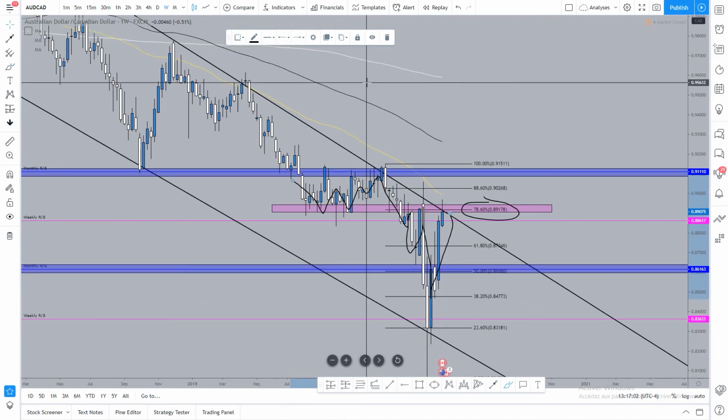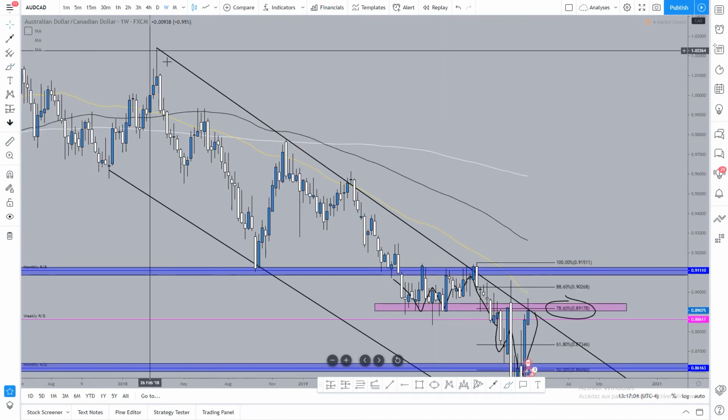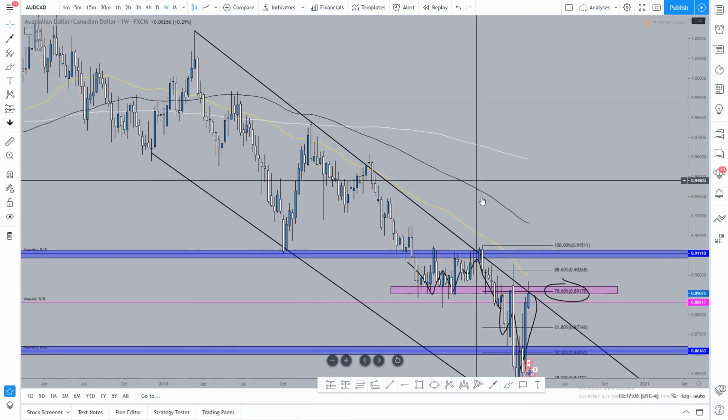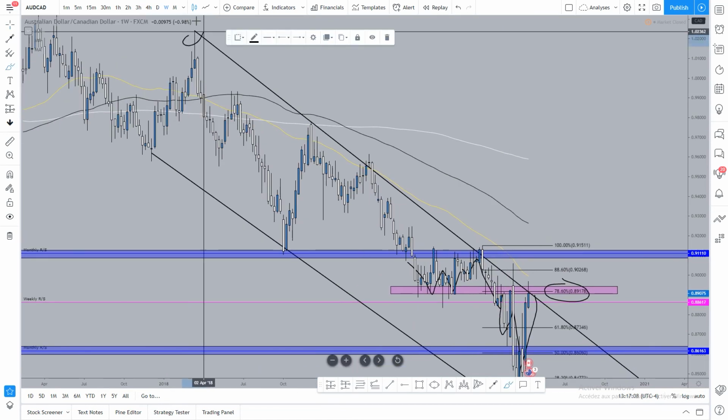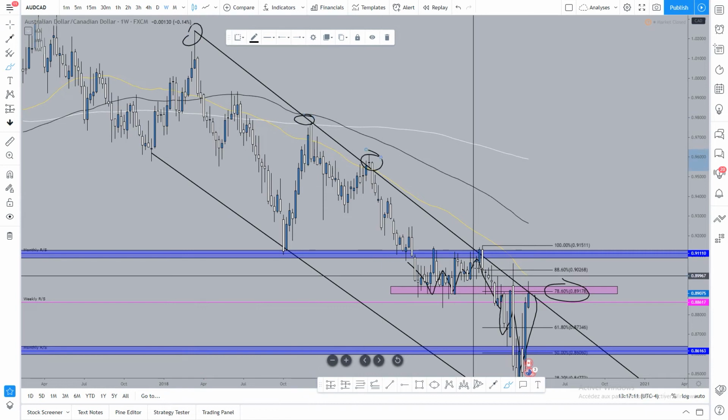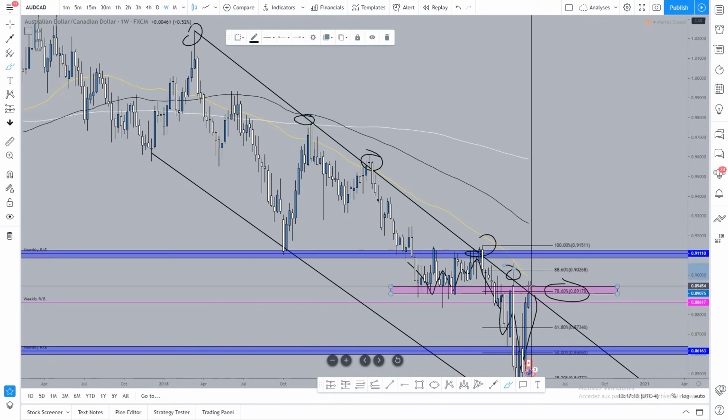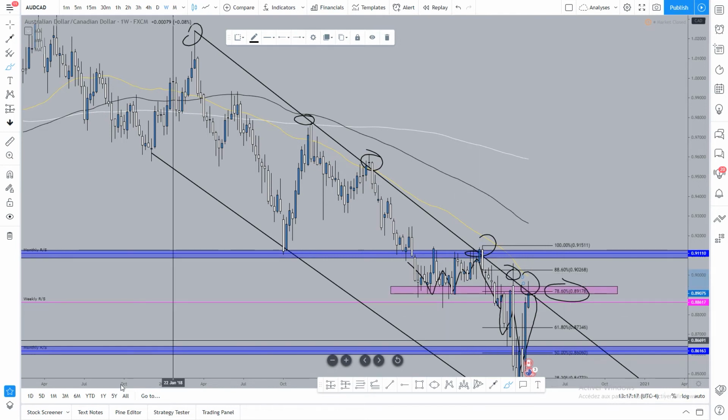This zone is also a confluence with the trend line. We start from those two pushes. As you can see, we have our first push, second, third, fourth, fifth, and now we are on the sixth push. So, big confluence on this zone.